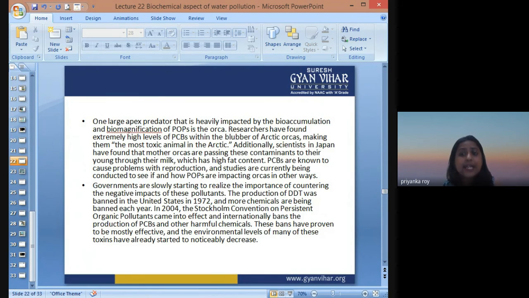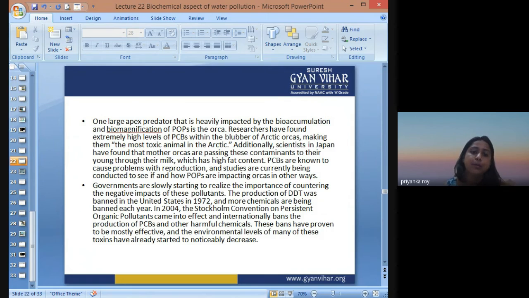Additionally, scientists in Japan have found that mother orcas are passing these contaminants to their young through their milk. Because they are mammals, they feed their children through milk. Milk has a fat content, and PCBs are known to cause problems with the reproductive system, every time they are reproducing and feeding their child. There is also a study currently being conducted to see how POPs are impacting orcas in other ways.